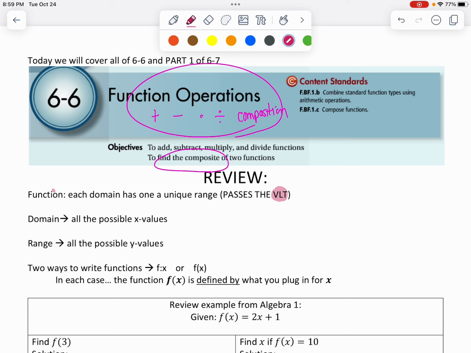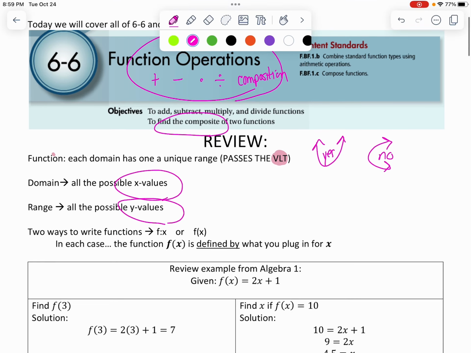Vertical line test. All right, so this is a function. This is not a function. The domain are the x values that are possible. The range are the y values. And there are two ways to write functions.